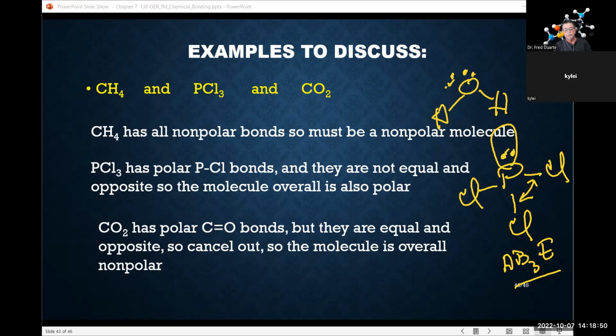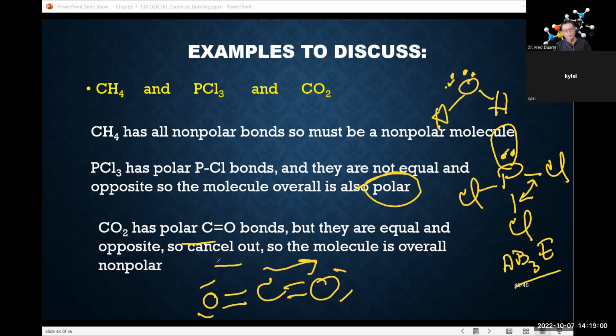Okay, so this is polar, and then we just talked about carbon dioxide, where that is the Lewis structure, and in this scenario, the polar bonds are opposite of each other, and being opposite of each other, they cancel each other. Okay.